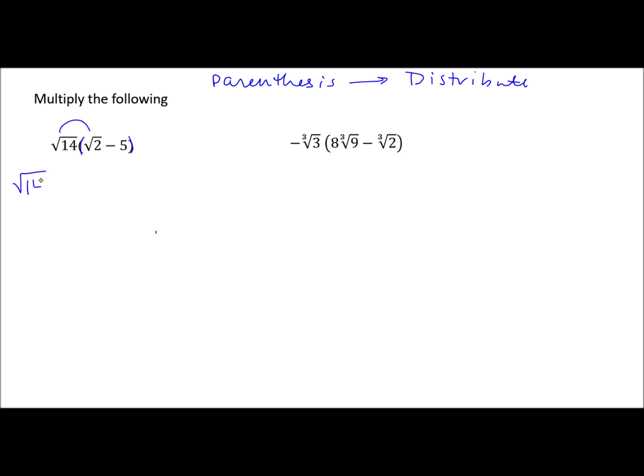That was square root of 14 times square root of 2, minus, multiply by that, square root of 14 times 5. Excuse me, I seem to have a frog in my throat. Let me get him out. Okay, he's gone. Okay, let's look at this first one right here. We've got square root of 14 times square root of 2. Do the shelf numbers match? Yeah, that's the square root again.